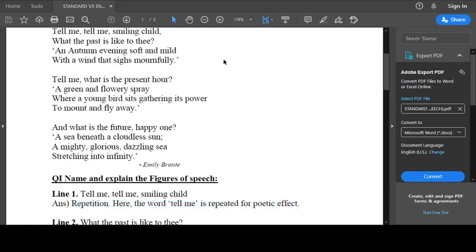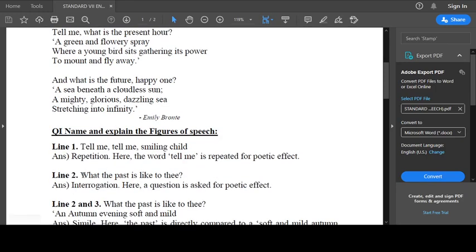Next, we'll see line number 2. What the past is like to thee. If you look at this line now children, at the end of the line, can you see a question mark? So which figure of speech is it? Interrogation. Question at the end. It is interrogation. Here a question is asked for poetic effect. So you have to write the figure of speech and then you also have to write the explanation of it. Next, we'll see lines 2 and 3 together.